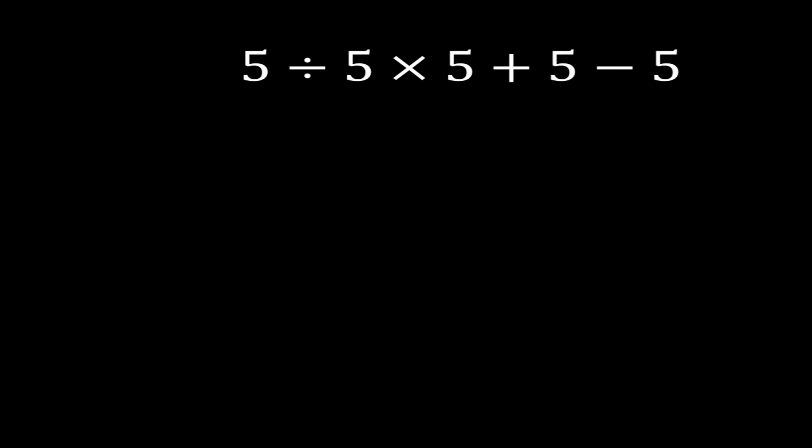So here we have a question: 5 divided by 5 multiply 5 plus 5 minus 5. So let's solve this question by using PEMDAS. Here we have one division, one multiplication, one addition, and one subtraction. Multiplication and division have first priority, then we solve addition and subtraction. Multiplication and division both have equal priority, so we solve from left to right.